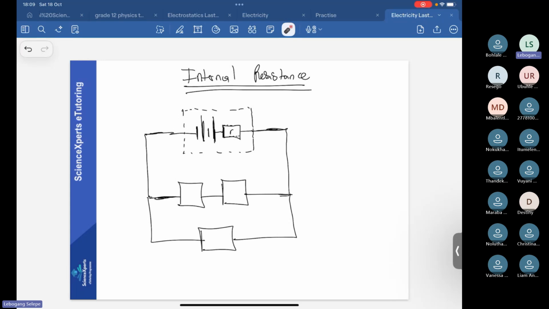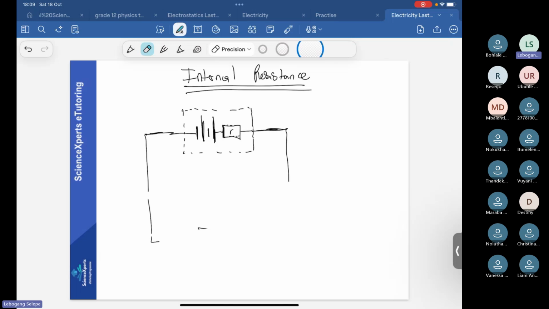So I will just combine them into one and call them R external for the purpose of explaining how this R internal works, right? So the internal resistor, we would treat it as any other resistor. You actually don't need the formulas that they came with to solve a problem with internal resistance, but they were made just to make things easy, right? But then we would treat it as any other resistor in a circuit, right?